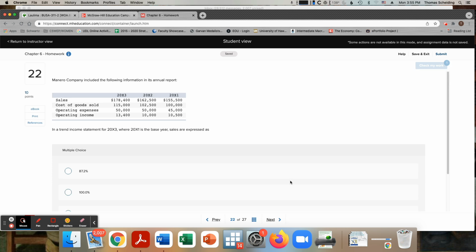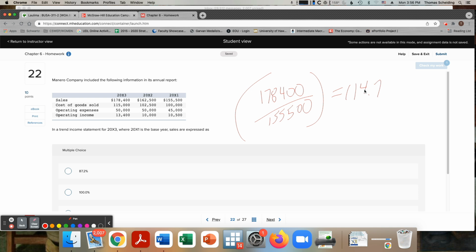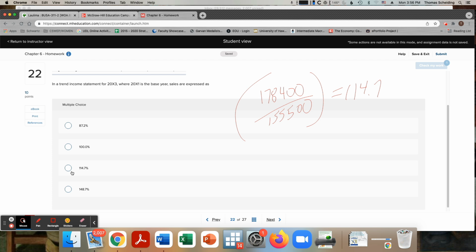Okay. Monero Corporation and the trend statement. So, what would our sales be expressed as? For this trend income statement, I need to take the 20x3 amount, which is 178,400, my sales for 20x3, and divide that by the 20x1 sales of 155,500, and that ratio would be 114.7 percent. So that's just how we do a trend statement.